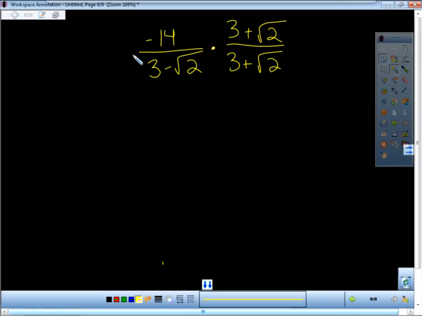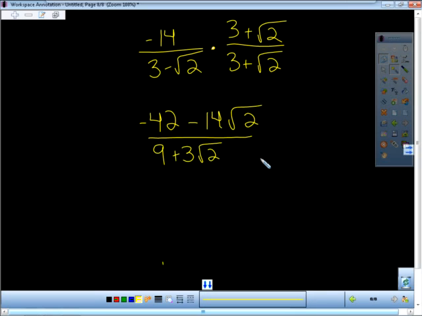So on top, I take negative 14 times 3 and I get negative 42. Then I take negative 14 times the square root of 2 and I get 14 root 2. In the denominator, we have to FOIL it. 3 times 3 is 9. Outside, 3 times the square root of 2 is 3 root 2. Inside, we get negative 3 root 2.